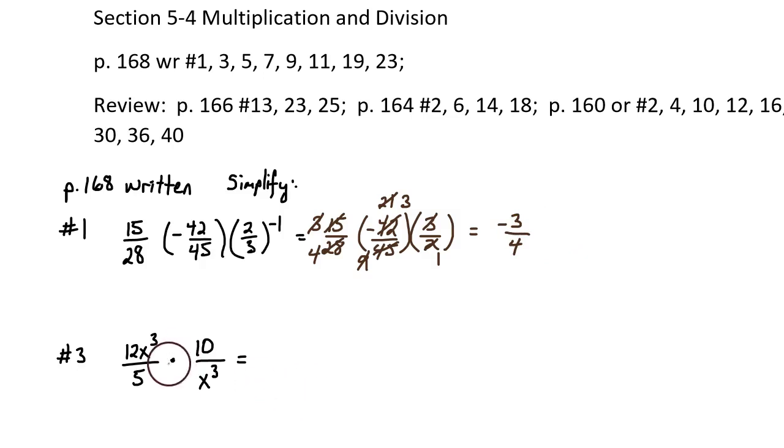Number 3, we have multiplication of fractions. Let's do the reducing ahead of time. 5 and 10 both divide by 5. 5 divides by 5, leaving 1, and 10 divides by 5, leaving 2. The x to the third on top and x to the third on bottom will cancel away totally. We're left with 12 times 2, which is 24.